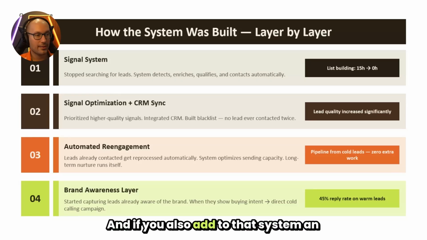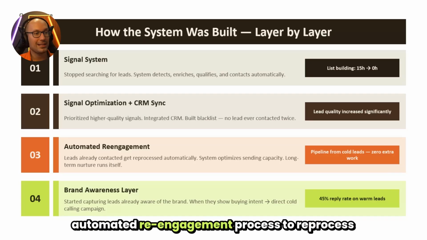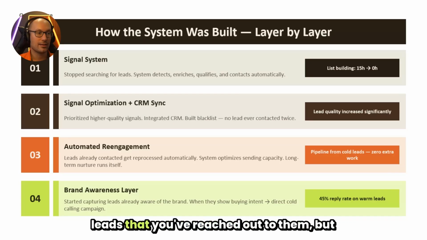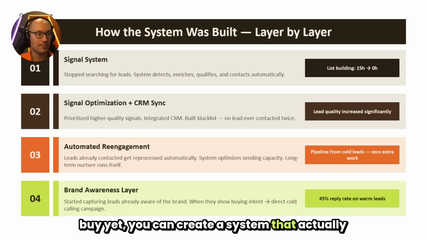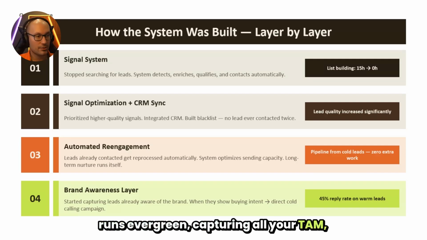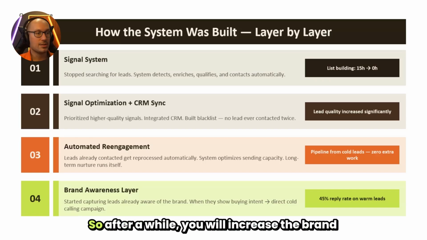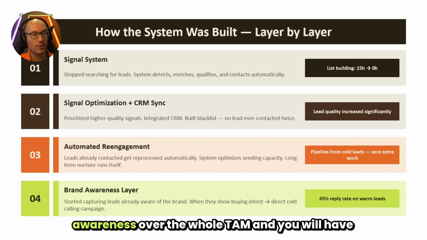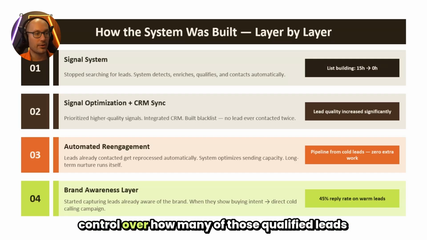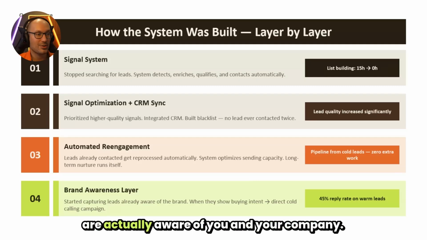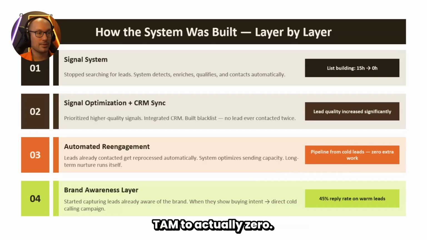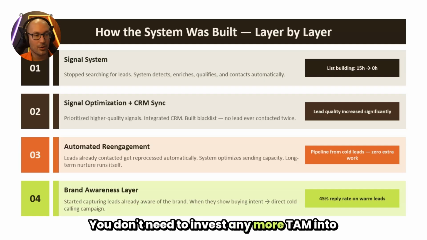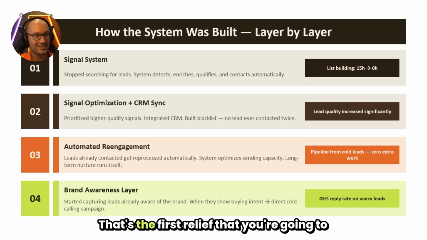And if you also add to that system an automated re-engagement process to reprocess leads that you reached out to, but they didn't engage, or they did engage but weren't ready to buy yet, you can create a system that actually runs evergreen, sending them re-engagement messages. So after a while, you will increase the brand awareness over the whole time, and you will have control over how many of those qualified leads are actually aware of you and your company. So that reduces the list building time to actually zero. You don't need to invest any more time into list building. And that's a relief. That's the first relief that you're going to get.